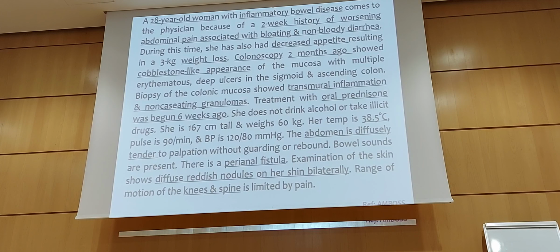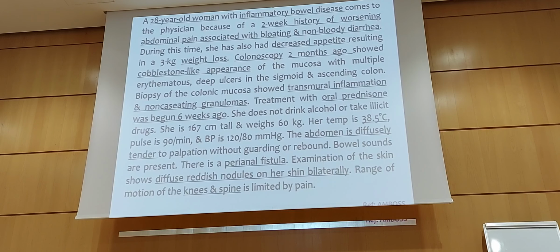Polyarthritis. Erythema nodosum. And the other skin manifestation you might see, pyoderma gangrenosum. And her knee and spine movement is also limited by pain. What is going on? So there is some arthritis, so enteropathic arthritis, maybe ankylosing spondylitis, but in knees as well. So some arthritis again. So you have external manifestations.